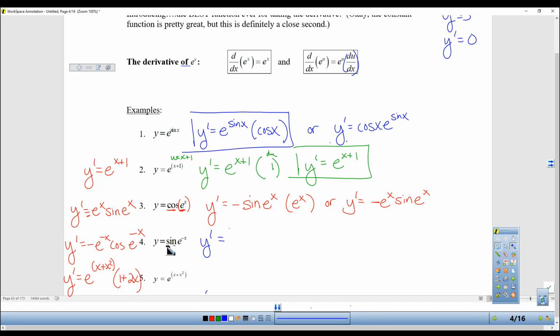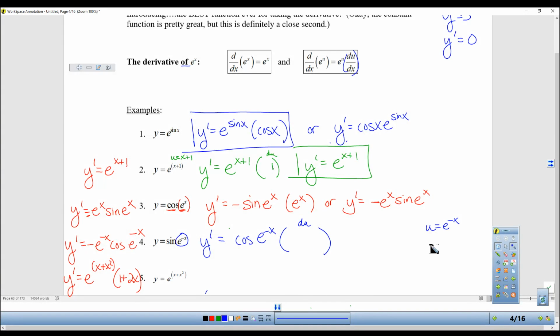Next one, the derivative of sine is always cosine of the exact same thing. Actually, don't need the parentheses, sorry. Cosine of e to the negative x times the derivative of this. So my u, I'm going to do it off to the side, is e to the negative x. Derivative of sine is cosine of u, same exact thing.